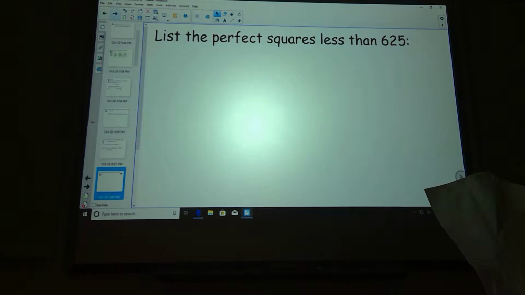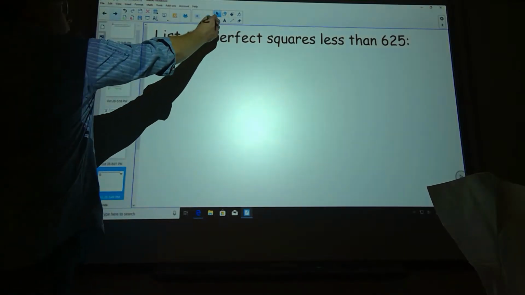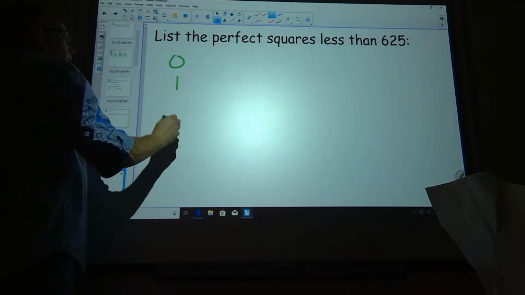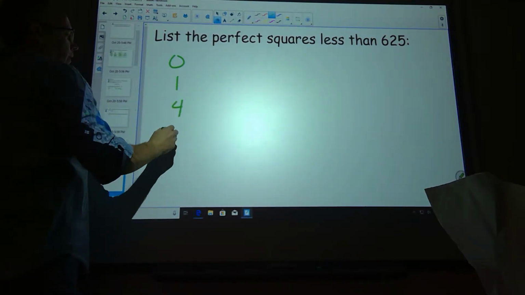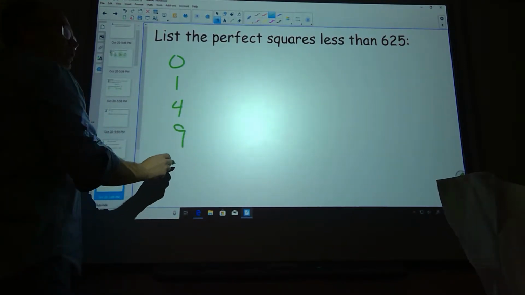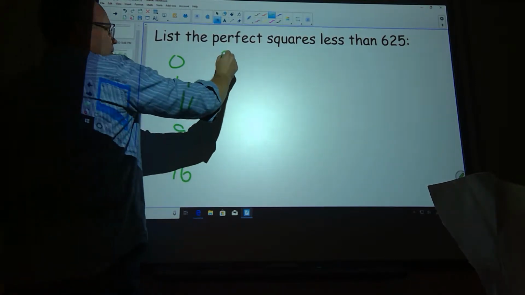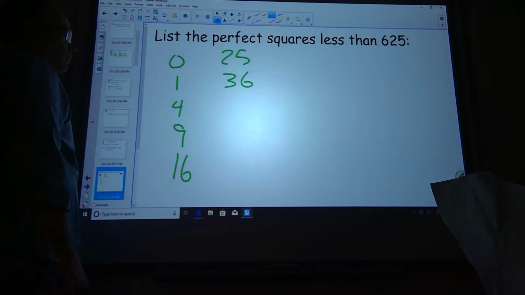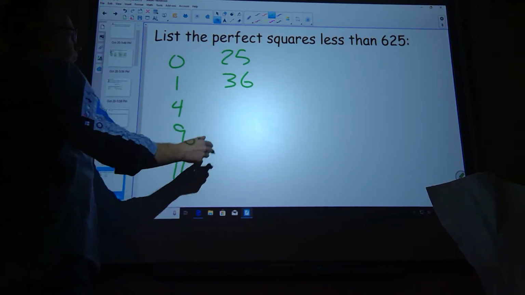List of perfect squares less than 625. Can we do it quick? 0 times 0. 1 times 1. 2 times 2. 3 times 3. 4 times 4. We skipped 5. Oh, never mind. My bad.